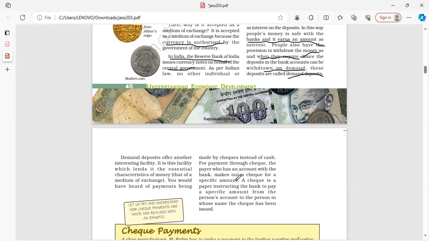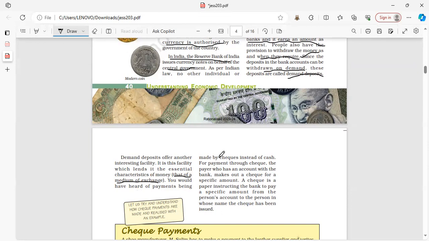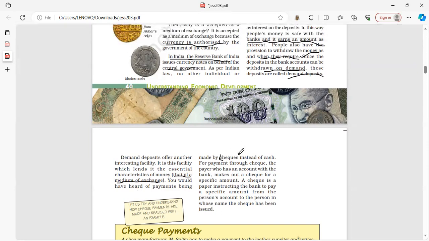Now, demand deposit offers another interesting facility. Let us see what that facility is. It is this facility which lends it the essential characteristic of money. It is acting as a medium of exchange. Demand deposit is acting as a medium of exchange. How? You would have heard of payments being made by check. Here, not money, but demand deposit is acting as a medium of exchange. How? When we are making payments using a check instead of cash.